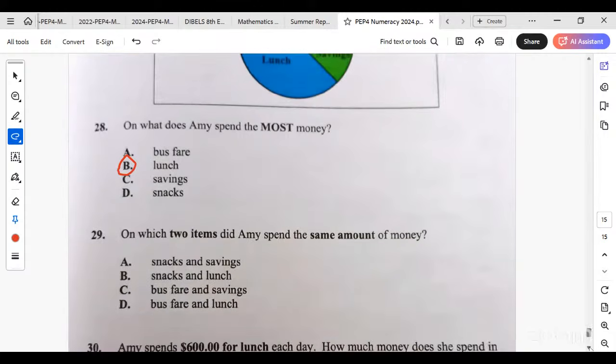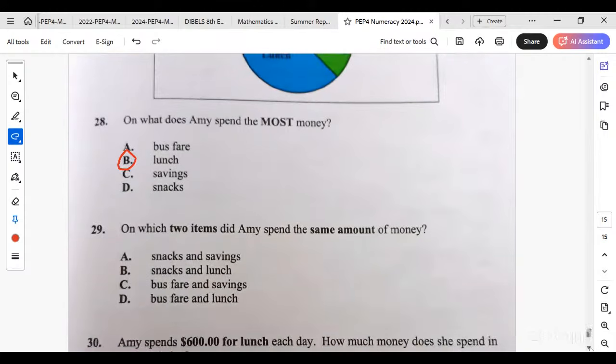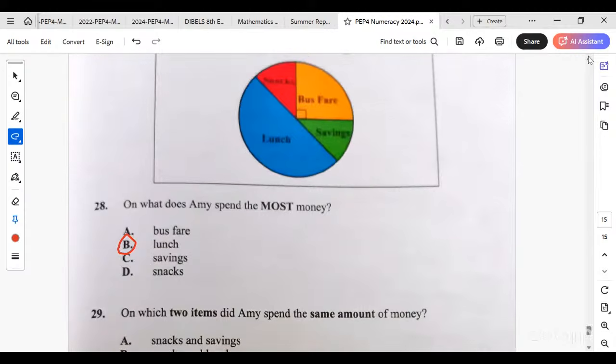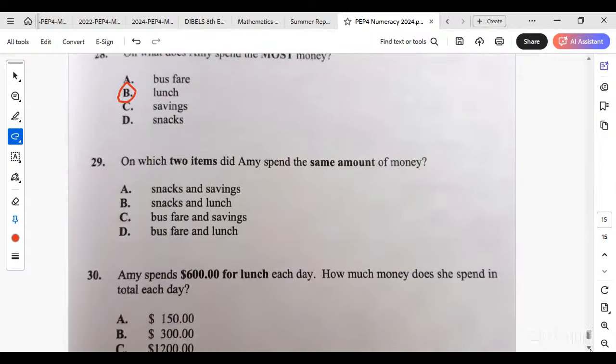Get to question 29. On which two items did Amy spend the same amount of money? So we want to look at two sections that have the same or look identical. And let's go back to the question. That would be snacks and savings. Those two sections appear to be identical. So the correct answer for 29 is A.